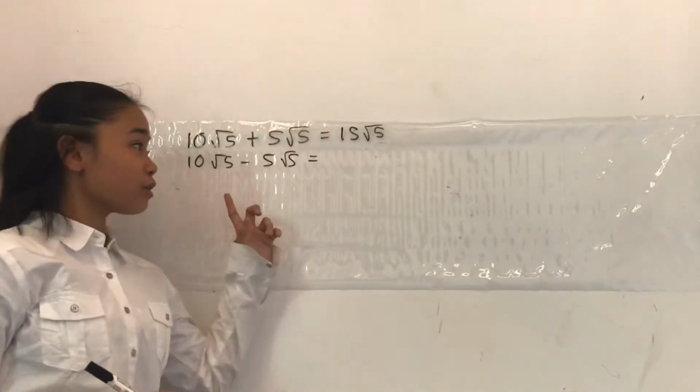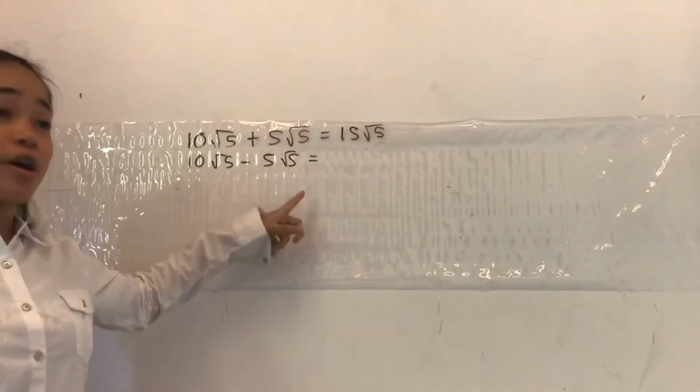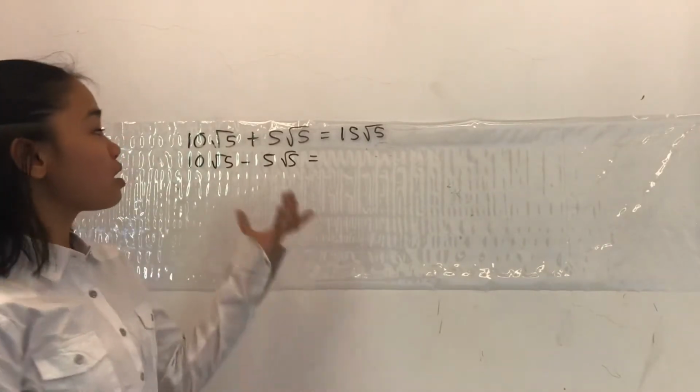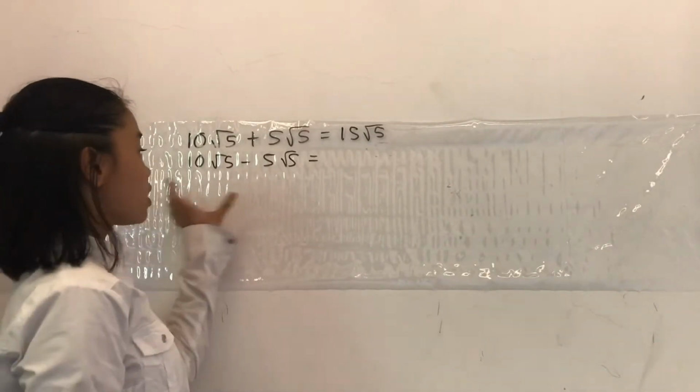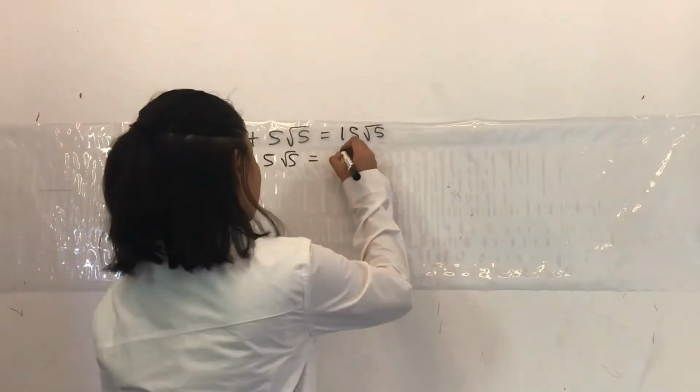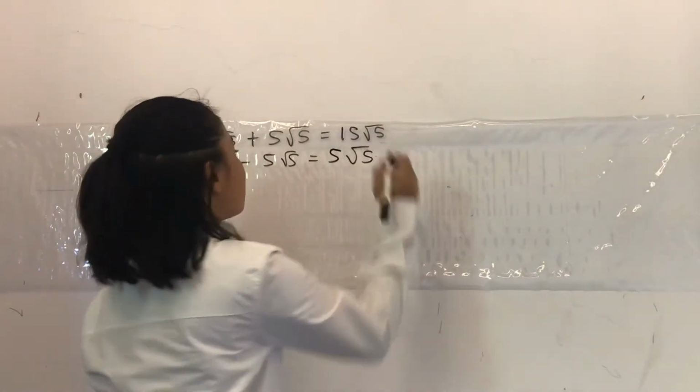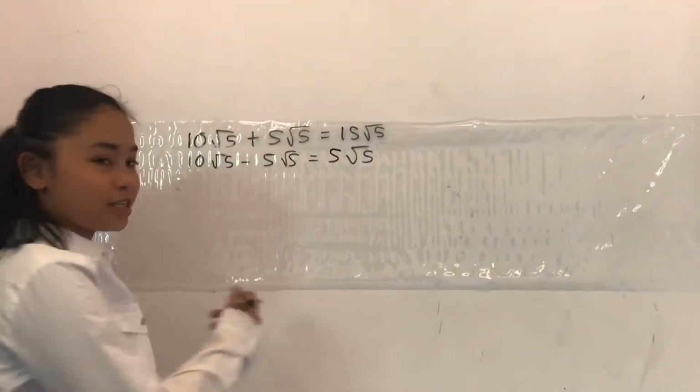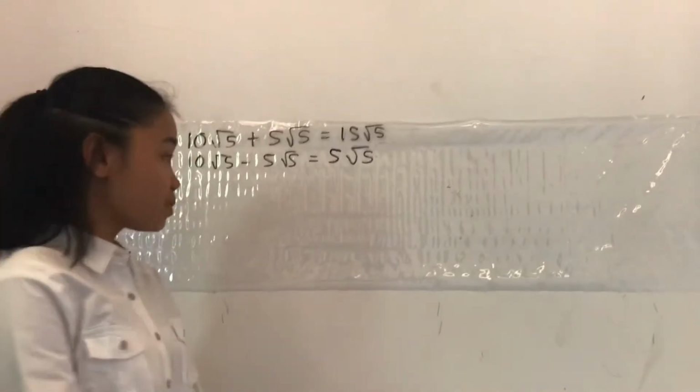10 with the square root of 5 minus 5 with the square root of 5. Same thing, copy the radical and then subtract the outside numbers. It will be 5 with the square root of 5. Let's try the dissimilar radical expression.